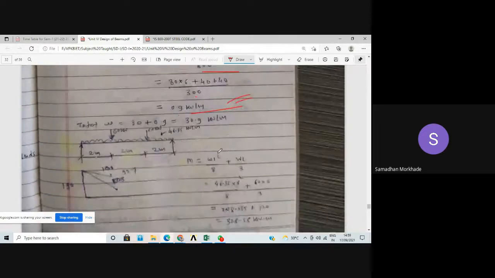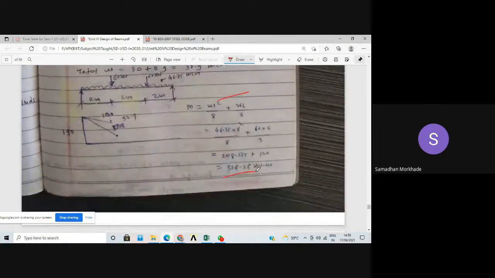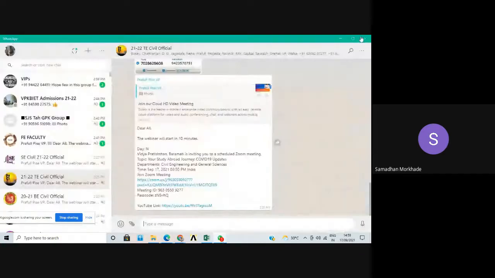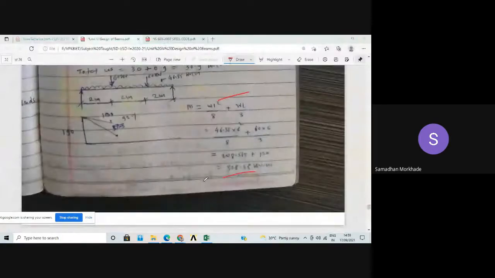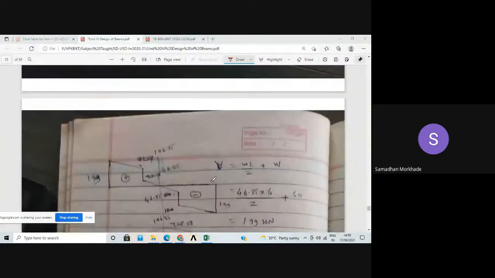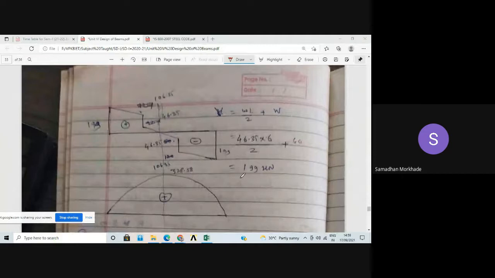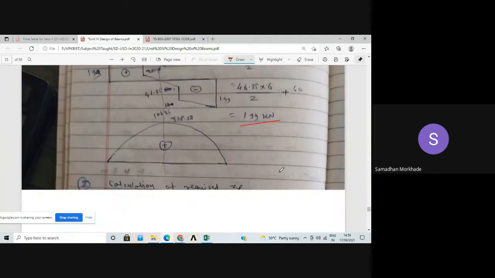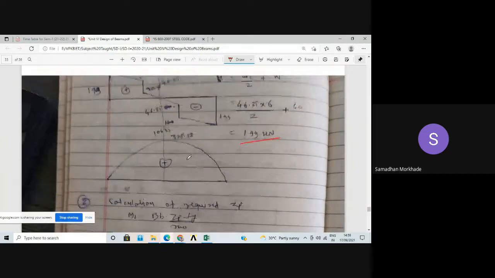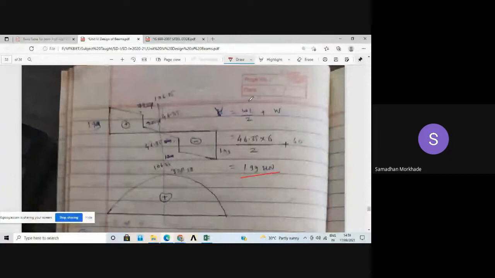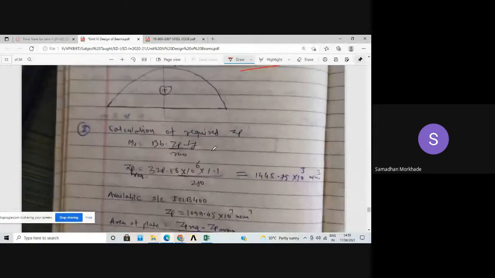So just note down this problem and calculate bending moments and shear force. Bending moment, using this much, comes out to be 328. Just do it. I will close my WhatsApp, so that unnecessary messages won't come. Then shear force is 199 kilonewton. Okay, I will not discuss this diagram and this calculation, because it is expected that you must know this.